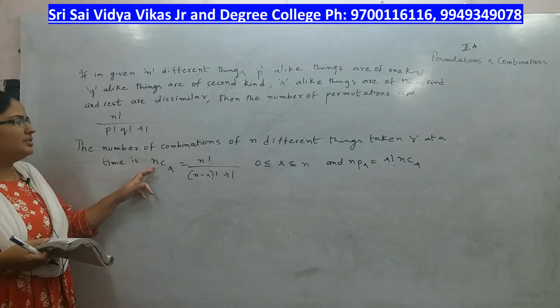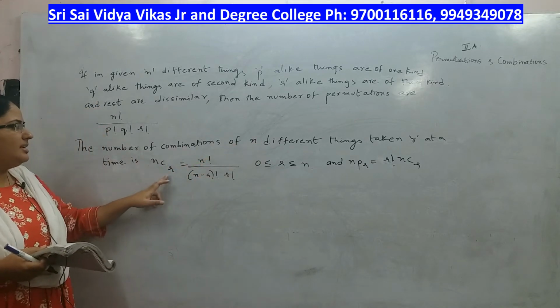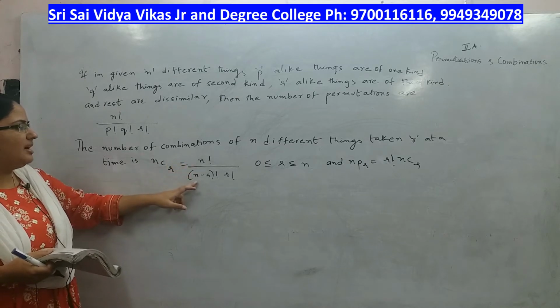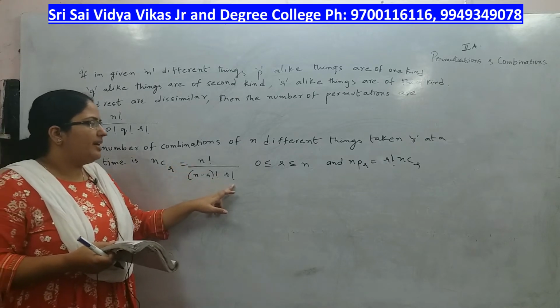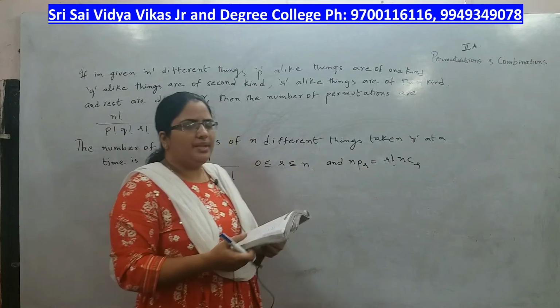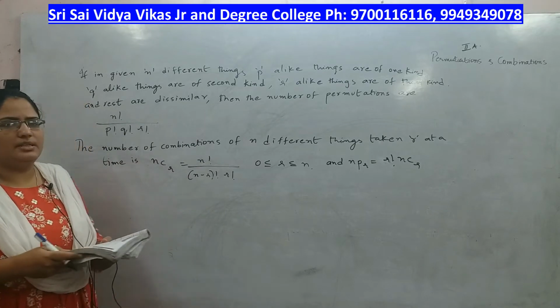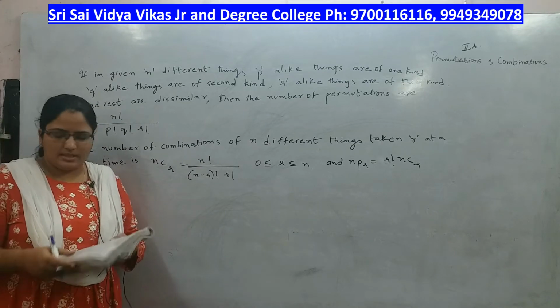The number of combinations of n different things taken r at a time, nCr, is equal to n factorial by (n minus r) factorial into r factorial. nPr is equal to r factorial into nCr. Now, based on this, we shall discuss the problems. Let us discuss the first problem.